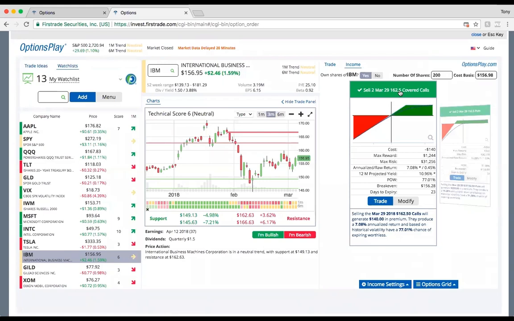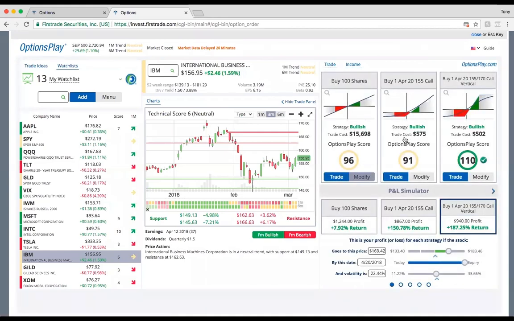Howard's asking, how do you calculate the probability score of whether your option strategy will end up making money by expiration date? Great question. It's really simple, actually. We take the implied volatility of the option and we create a probability distribution from that. Based on that, we can tell you the probability of the stock being above or below your break even.